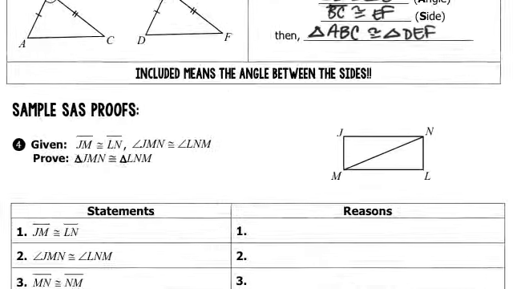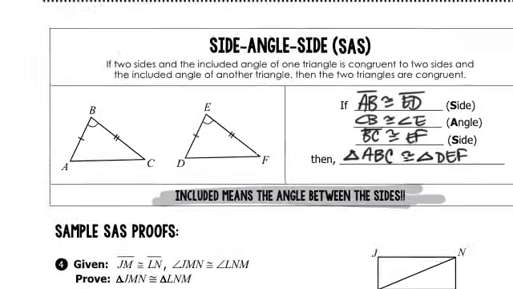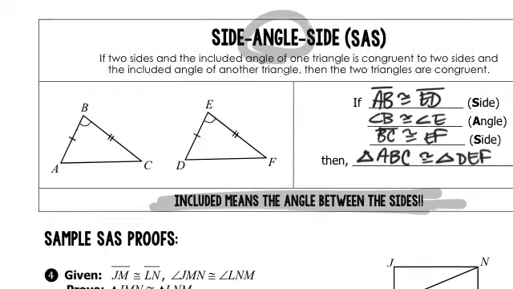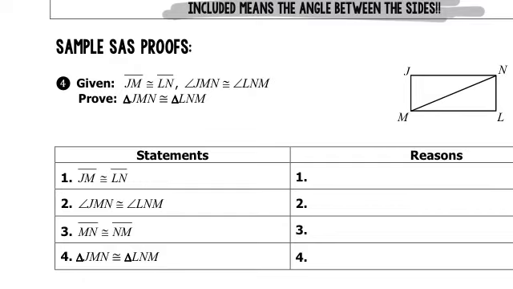So, I said this, but included means the angle between the sides. So if you look, side, angle, side, the angle's included. So it always has to be the angle in between the sides. Okay, so let's try this proof.